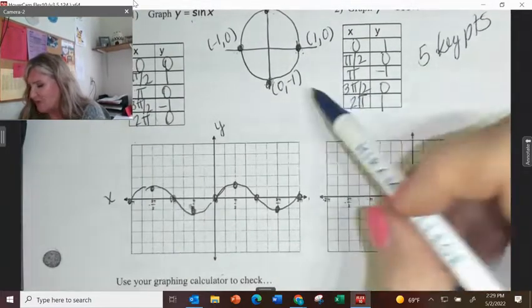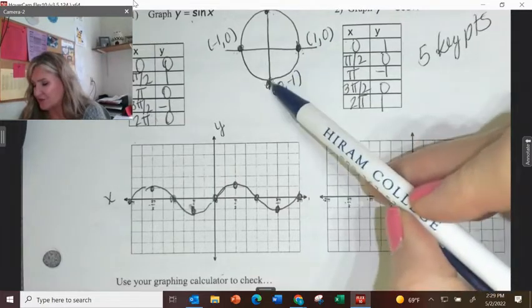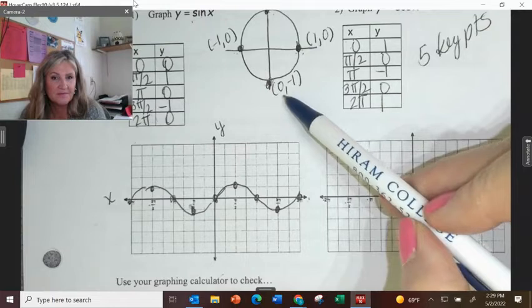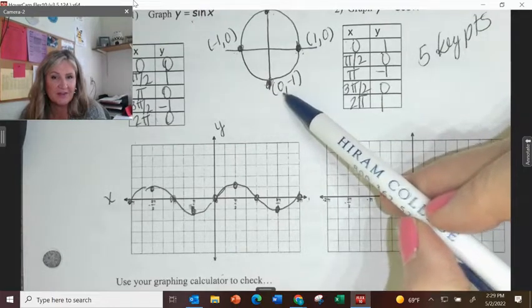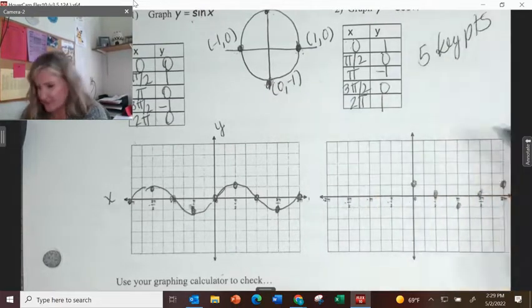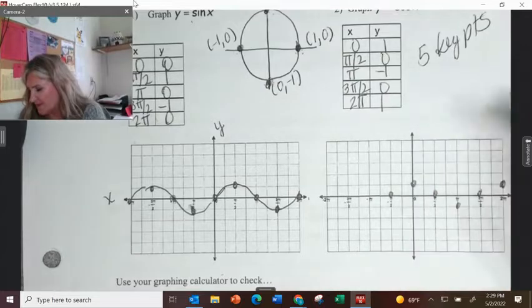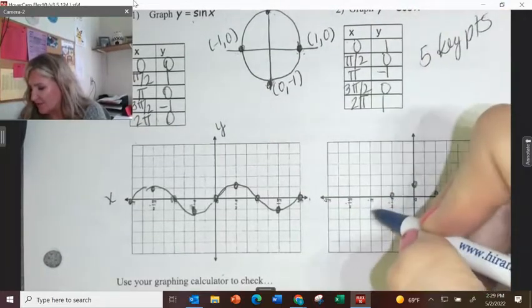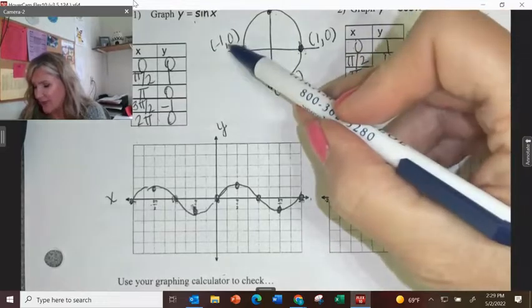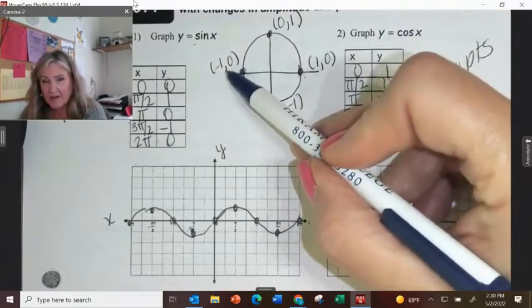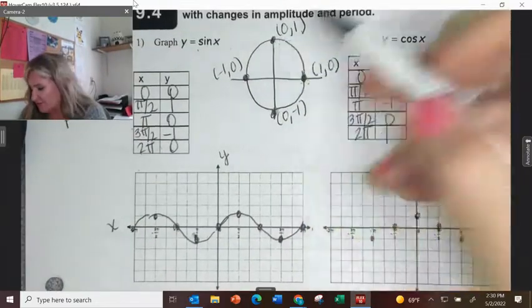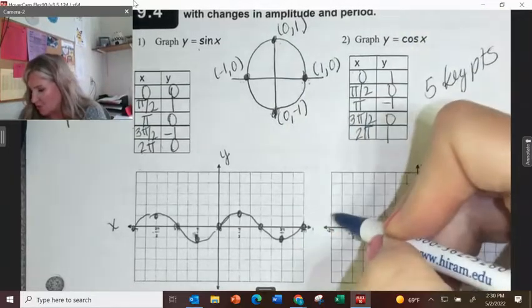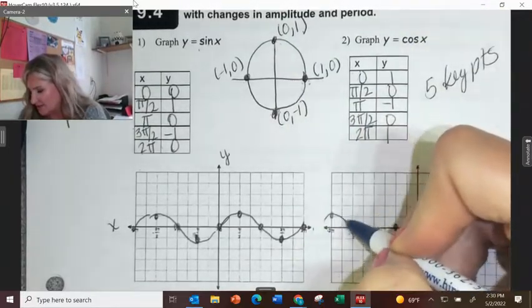Now, if I go backwards, what about at negative pi over 2? What's the cosine for negative pi over 2, guys? 0. Can you see how this pattern continues on forever? So my next point would be at -1. For negative pi, the cosine of negative pi is -1. Negative 3 pi over 2 is going to be 0. And negative 2 pi is going to be 1. Connect the dots.